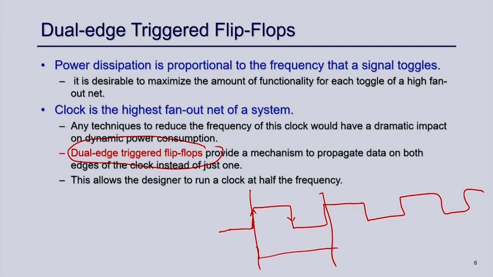So, that means even if you make your clock half, you can effectively execute all of your operations in the specified time period. Right. So, this is the use of a dual edge triggered flip flop. Using that, we can actually run the whole design using half of the frequency, right.